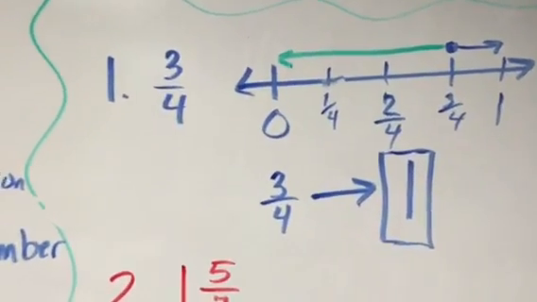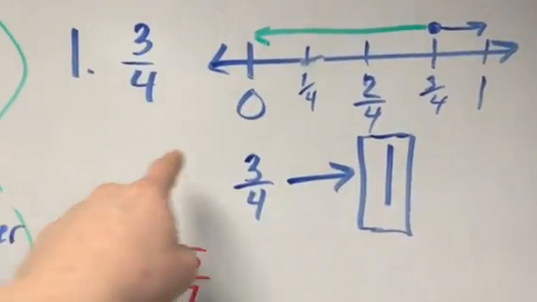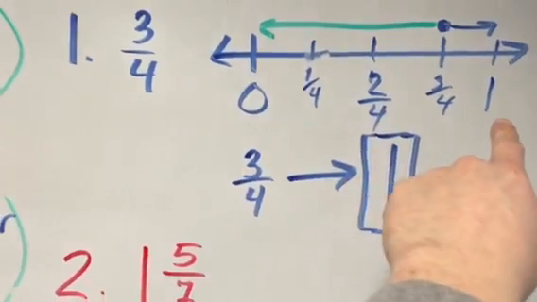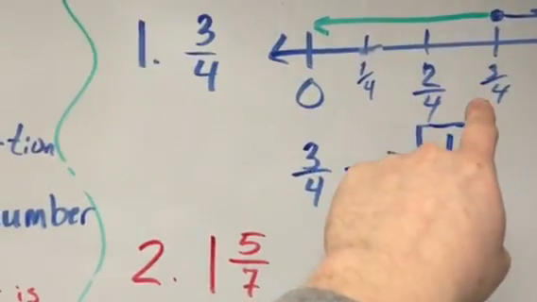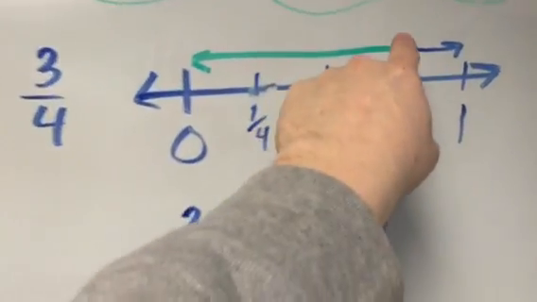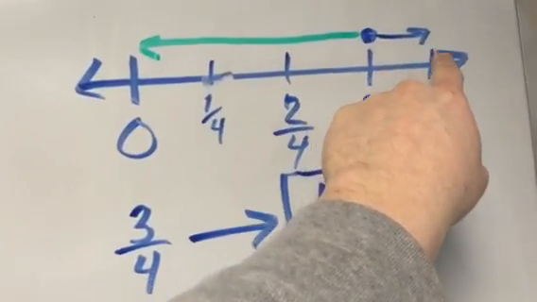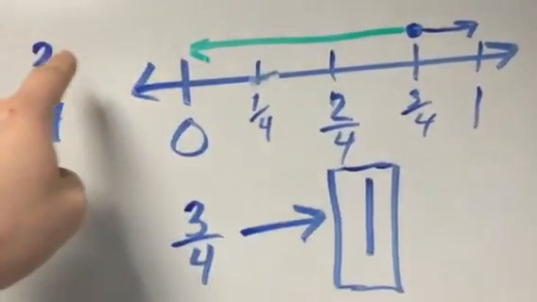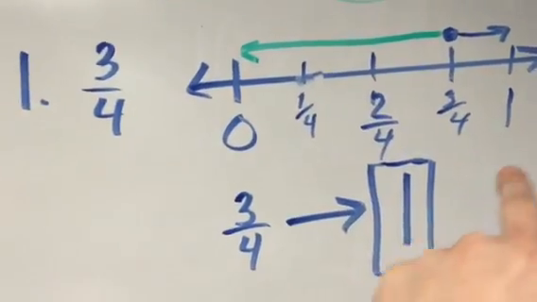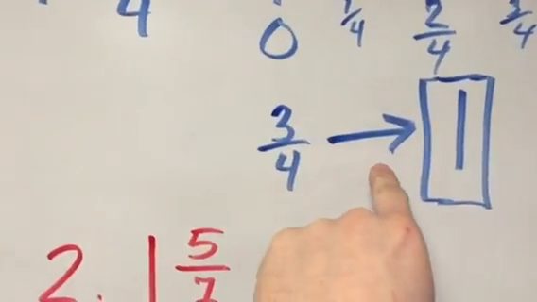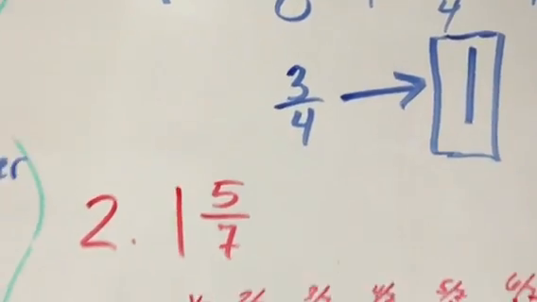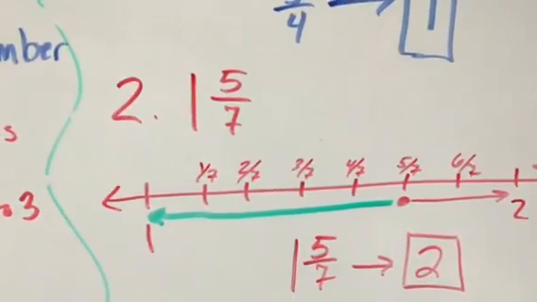I draw my number line. Since there is no whole number, I start with 0 and I go to 1, and I have fourths. So 1/4, 2/4, 3/4. I plot my point right here, and I can see the line is much shorter going this way than it is over there. So I'm going to round to 1. So your answer should look like this. 3/4 turns into 1.